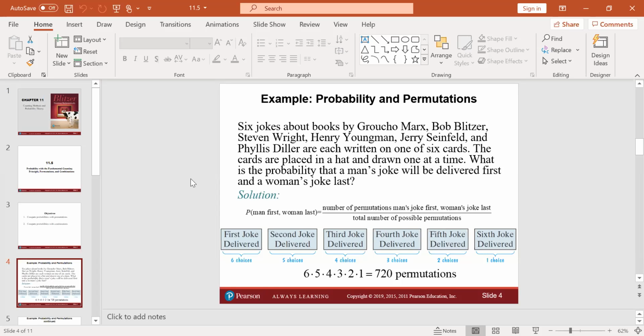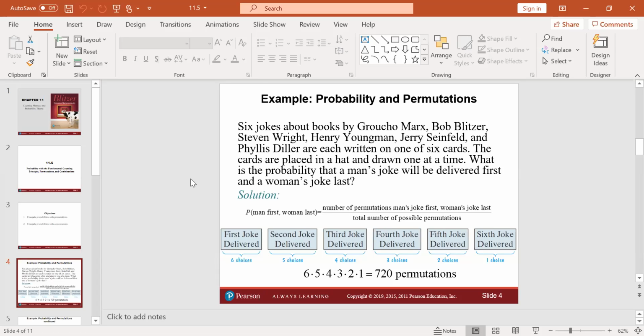So what we're doing is we're taking their jokes and writing them on these cards. We're going to shake up the hat that we're putting them in. We're going to draw them one at a time, and we want to know what's the probability that we will draw a man's joke first and a woman's joke last, just by random chance.